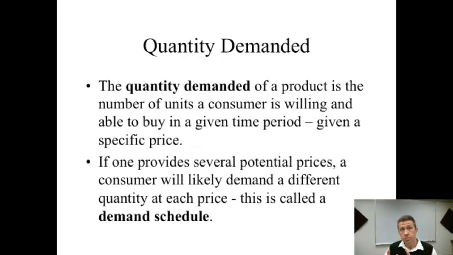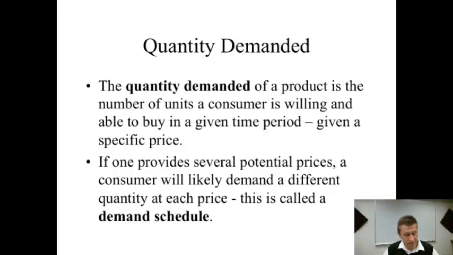Okay, so we have demand and supply. We're going to start looking at the demand side. So what do we mean by demand? Well, we start with what we call quantity demanded. It's the number of units a consumer is willing and able to buy in a set time period, given a specific price. So if you give a price, the consumer gives you a quantity demanded.